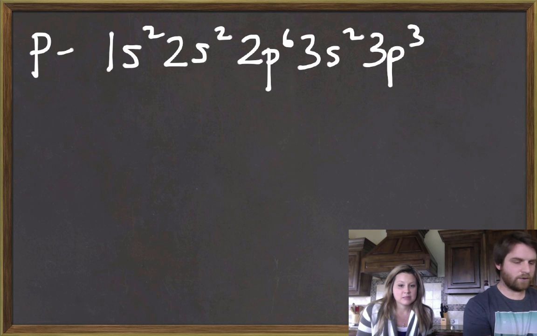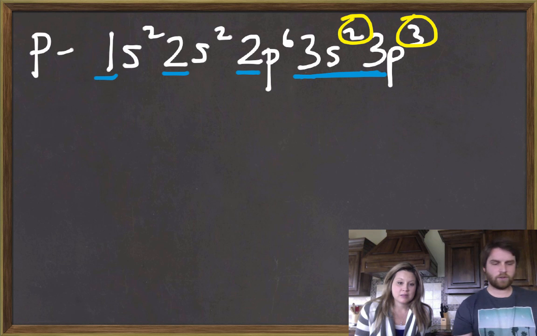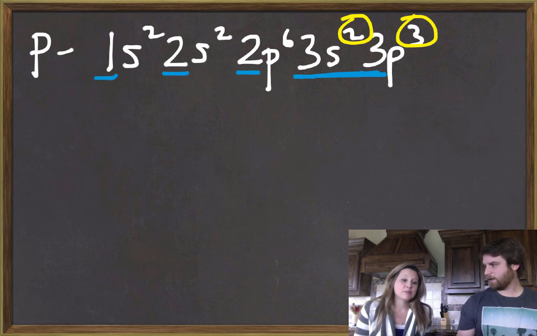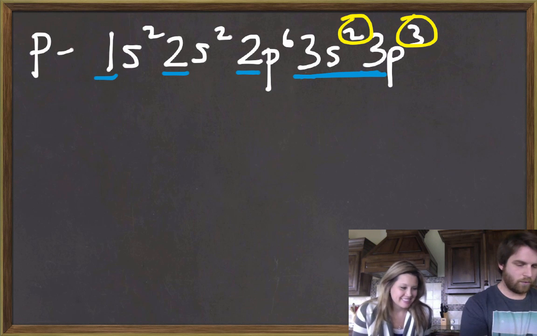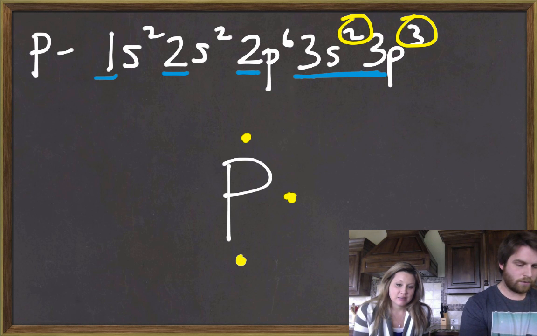What is the highest energy level that we have here? 3. I see 3s, so it's these ones right here, the S and the P electrons. There's 2 and there's 3. We have 5 again. All right. So we write the Lewis structure as phosphorus with 1, 2, 3, 4, 5 dots.